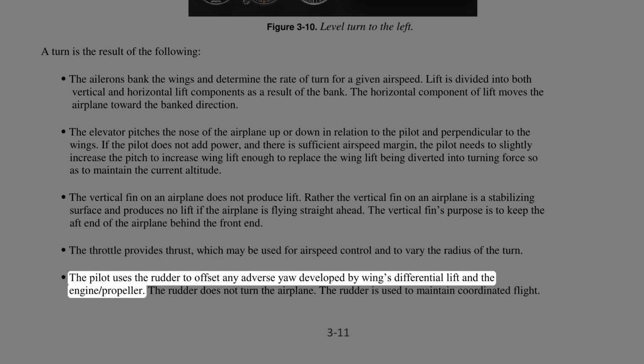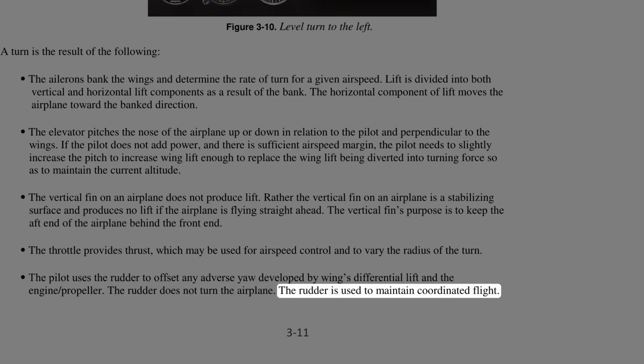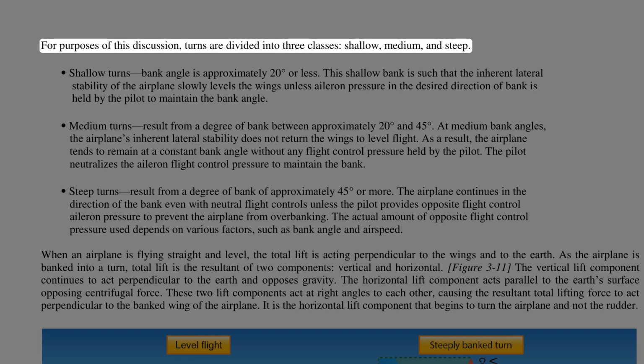The pilot uses the rudder to offset any adverse yaw developed by the wings' differential lift and the engine/propeller. The rudder does not turn the airplane. The rudder is used to maintain coordinated flight. For purposes of this discussion, turns are divided into three classes: shallow, medium, and steep.